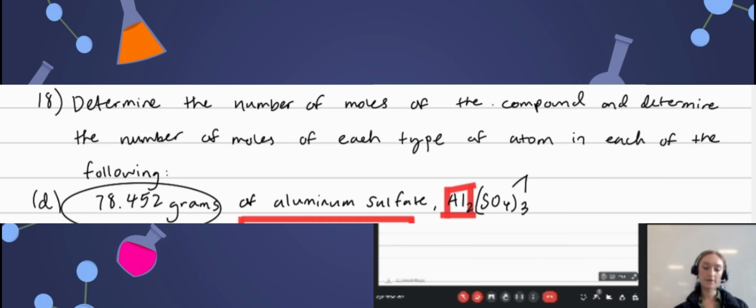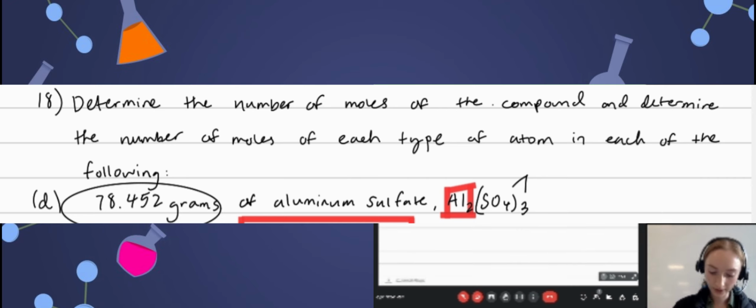Okay, so we have 18D, and this question says determine the number of moles of the compound and determine the number of moles of each type of atom in each of the following. So when we have a problem like this, we always start with how much we have of it, and then we look at the type of compound that we have. So in this compound we have aluminum sulfate, and so we have, I believe, 3 different species.